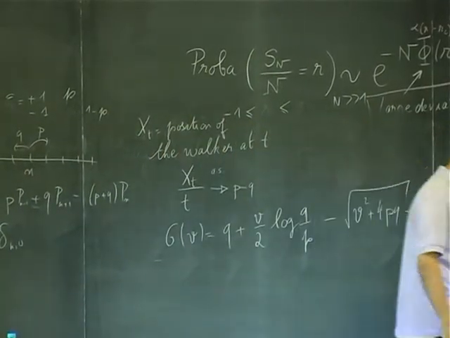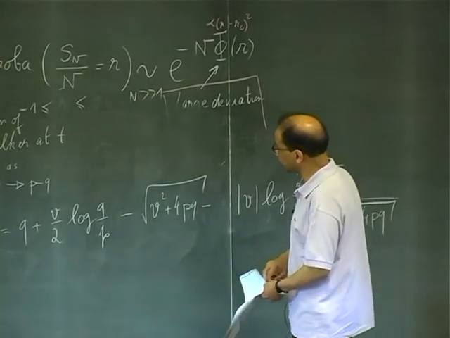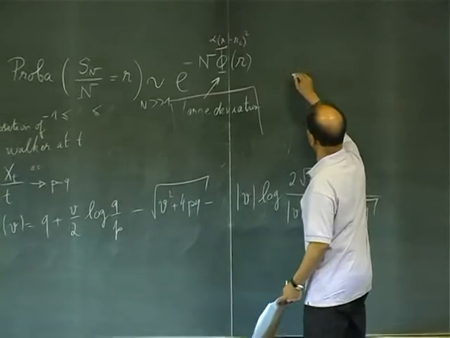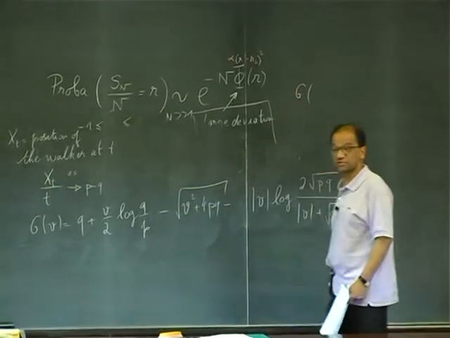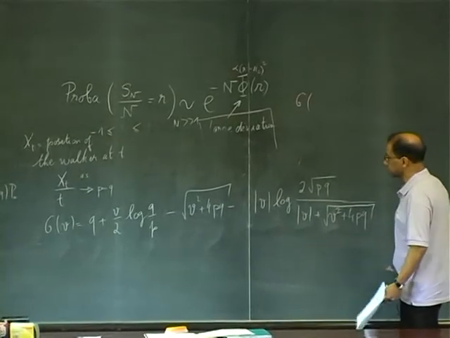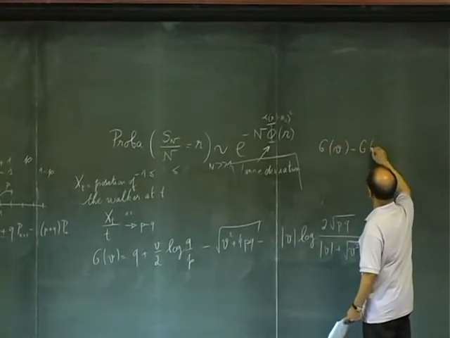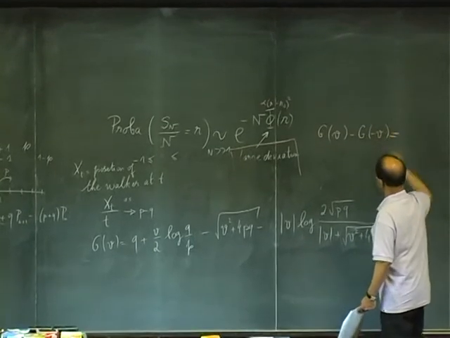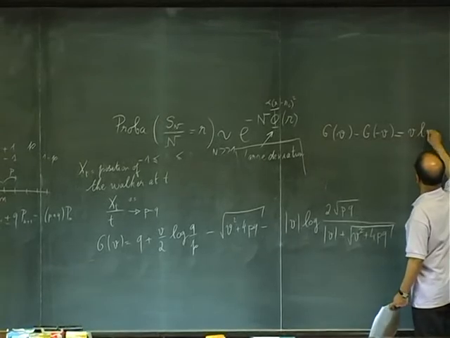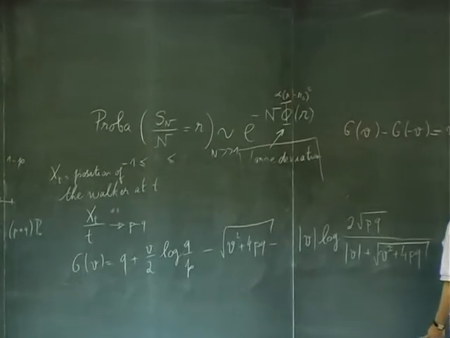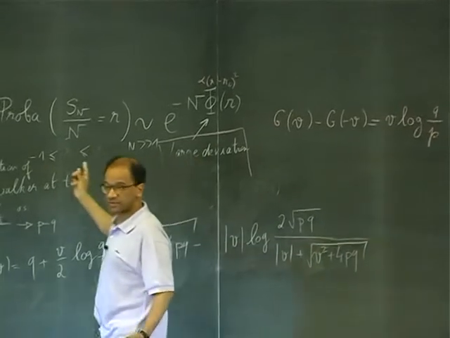It is convex, and it has a nice property which is maybe not totally obvious if you look at it like that. It is not an even function of v. If you change v into minus v, it's not the same thing, but there is a nice relation between g of v and g of minus v. The difference is not 0, but it's linear. It's v log q over p.